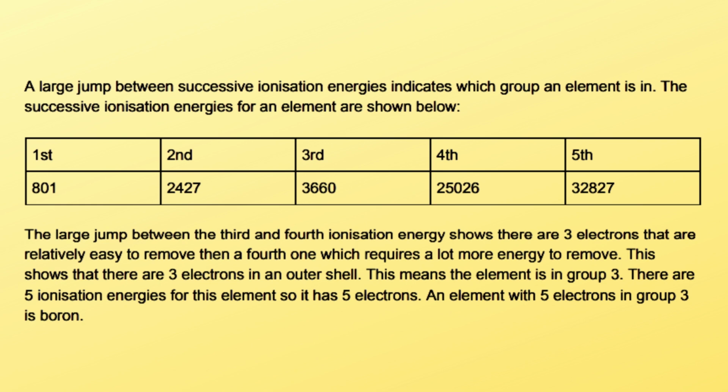There are 5 ionization energies for this element, so it has a total of 5 electrons. An element with 5 electrons in group 3 is boron. So the element in group 3 with 5 electrons is boron. This is how you are supposed to find out which element it is in the periodic table. That's how ionization energy helps us to decide the element, or locate the element, in the periodic table.